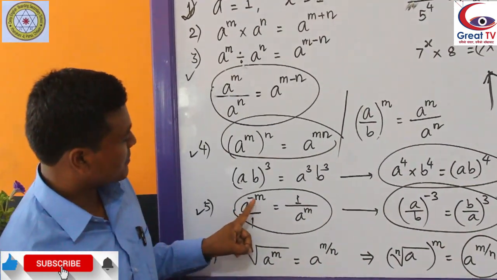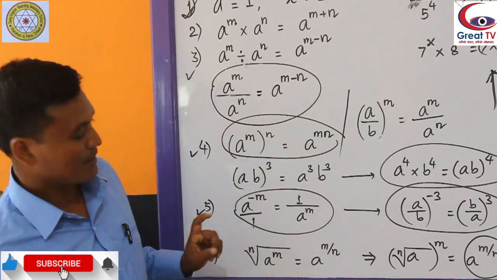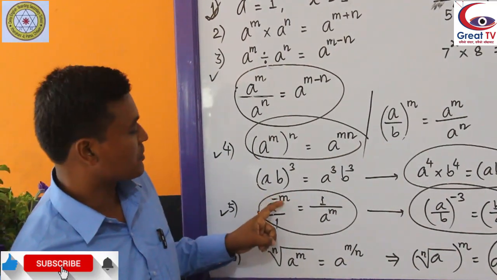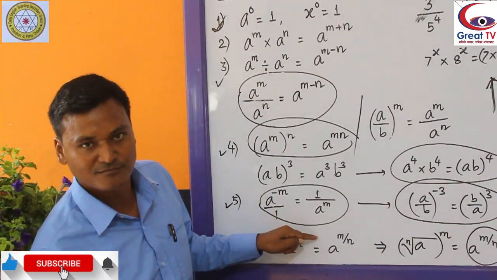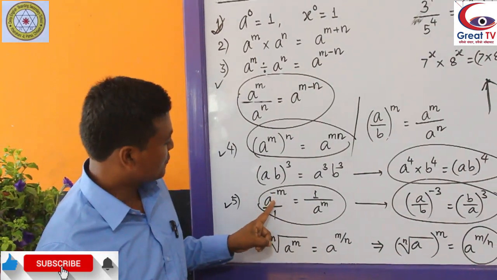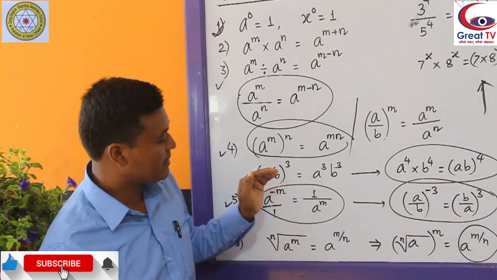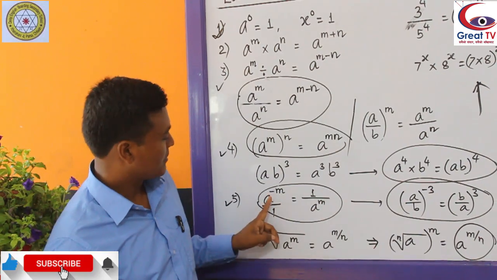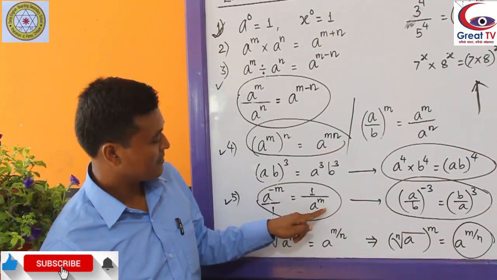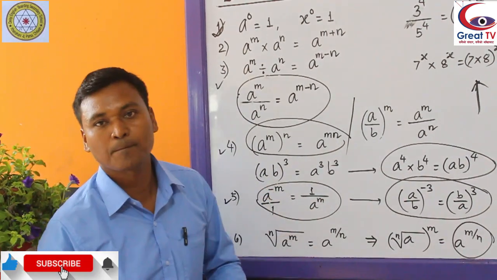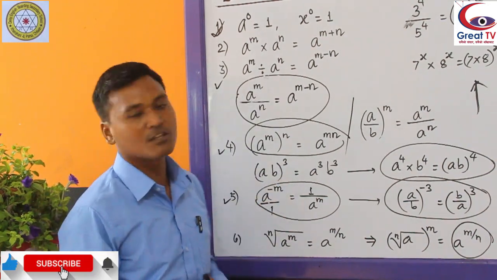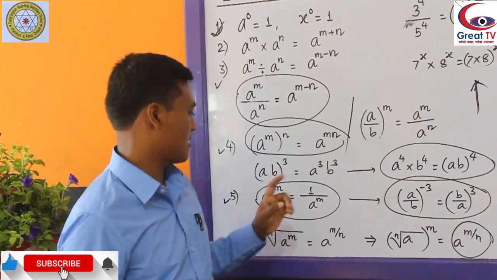So a has a negative power, and it is given upside. To make the power of a positive, it should be taken down. If we take a to the power minus m down, it becomes a to the power plus m. The power was negative; when you take it down, the power becomes positive. Upside, nothing left, so we write 1.